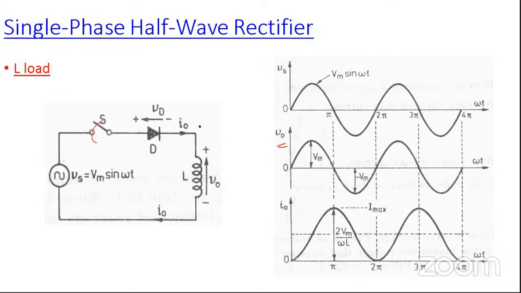So due to that, when current is flowing through the inductance, this is the nature of the inductance: the inductance tries to maintain that current.